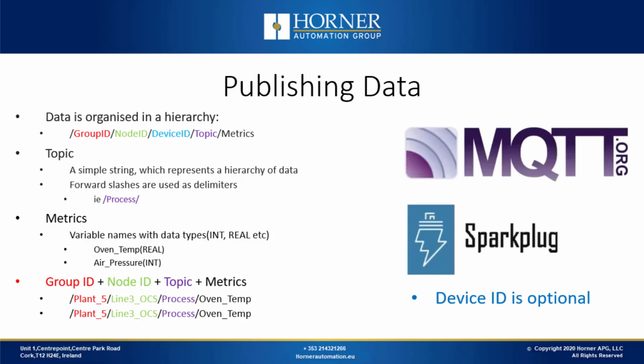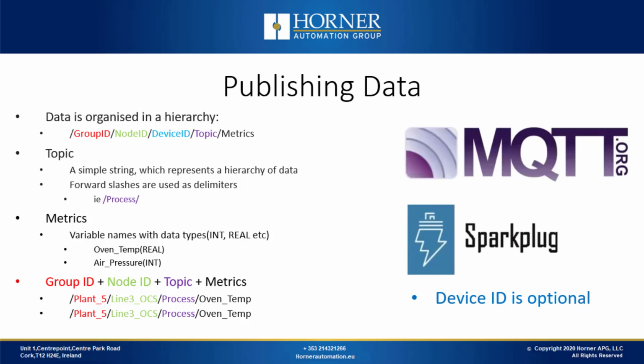The final level are metrics. Those are the variable names along with the data type. So an integer, double, real, etc. The variable names are basically the metrics for the lowest level of data, and they can be a mix and match of different types. What you end up with when you combine your group ID, node ID, topic, and metrics is very well organized data, which defines the path for finding any particular variable within a node in a very organized fashion.